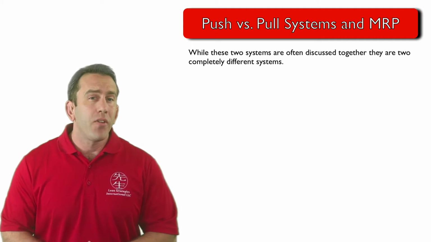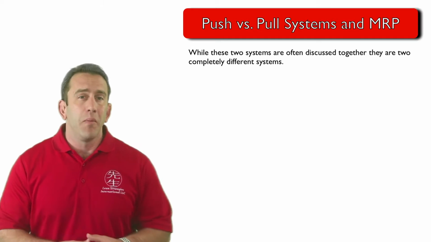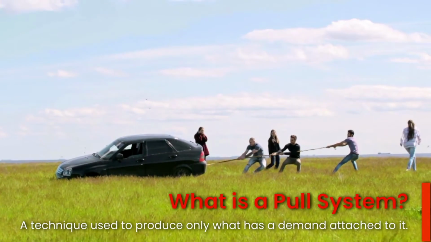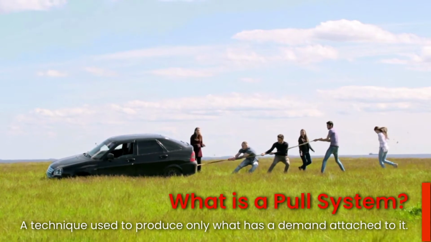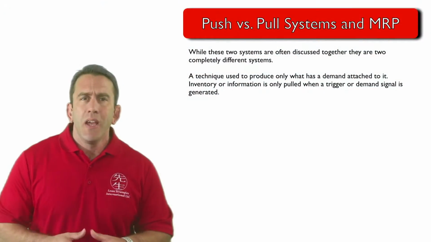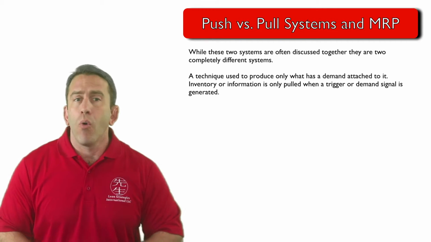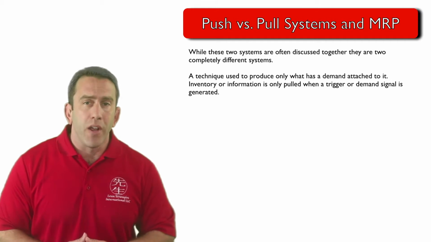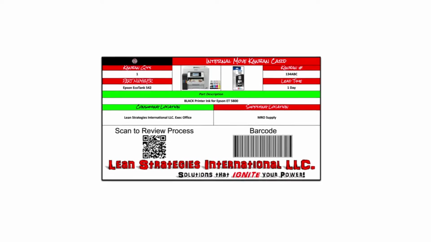Throughout your MRP journey, you will hear the terms push system and pull system. While these two systems are often discussed together, they are two completely different systems. Put simply, a pull system is a technique used to produce only what has demand attached to it. In other words, inventory or information is only pulled when a trigger or demand signal is generated. Kanban is a very popular example of a pull system.